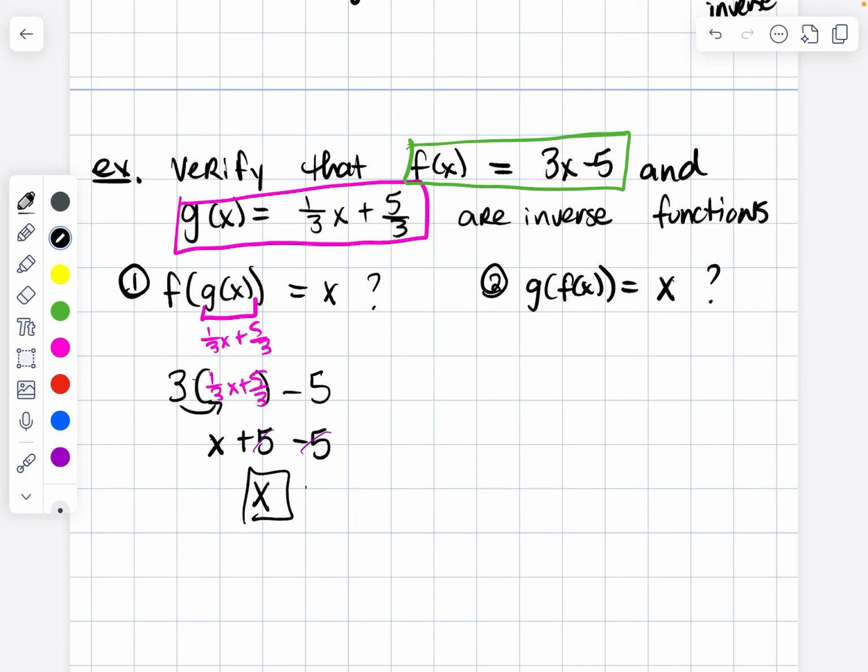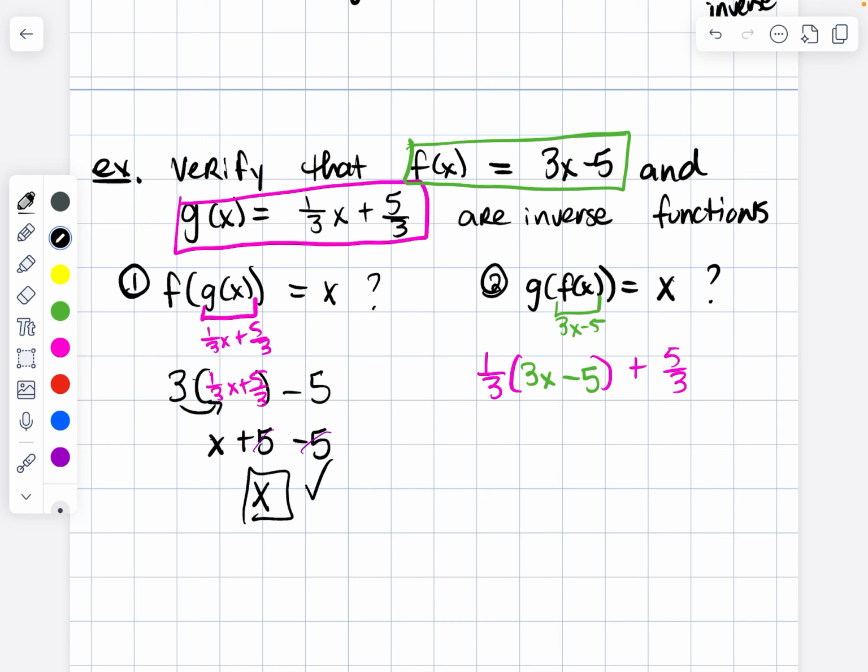Right on. One of them checks, right? Now we have to check the other. So remember that this one, we're going to put in green. That's 3x minus 5, right? And so the way we're going to write this one is we have 1 over 3, parentheses, plus 5 over 3. And what we're going to put here inside is 3x minus 5.